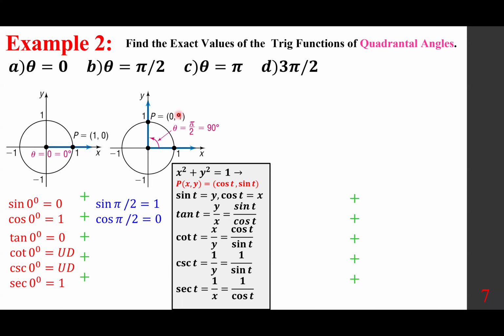So tangent is sine over cosine, because cosine is 0, it becomes undefined. Cotangent is the reciprocal of that, cosine over sine, which is 0. Cosecant of pi over 2, cosecant is 1 over sine. So 1 over 1 is 1. And secant is 1 over cosine, undefined. By the way, UD is short for undefined, everybody.